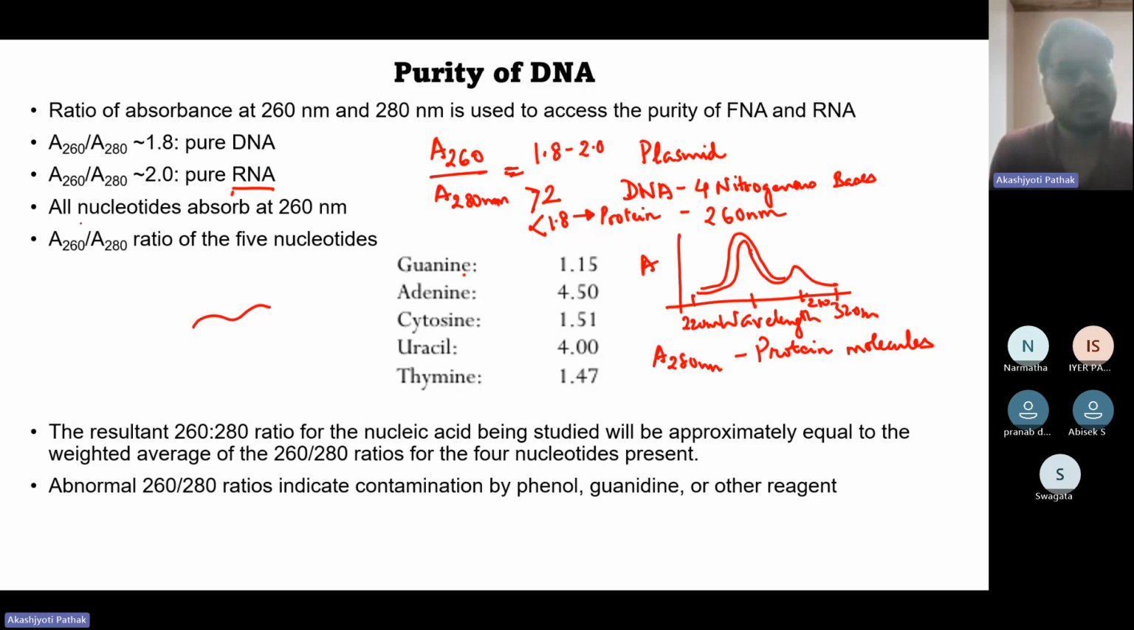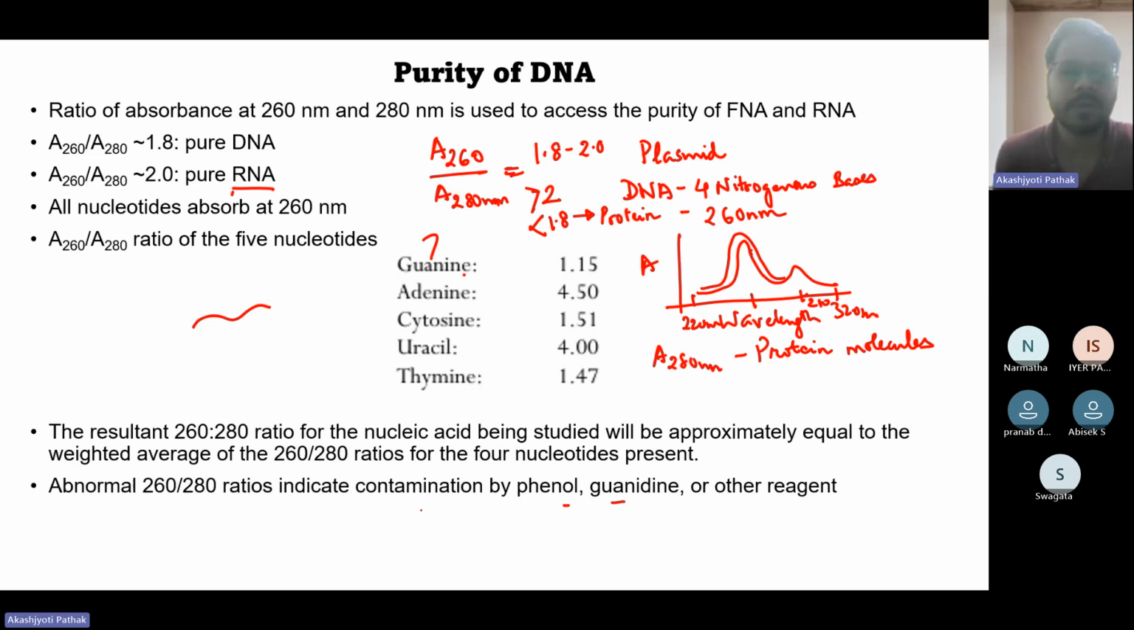Okay, so the resultant 260 by 280 ratio for the nucleic acids being studied will be approximately equal to the weighted average of the 260 by 280 ratios for the four nucleotides present. So what do abnormal 260 by 280 ratios indicate? They indicate contamination by phenol, guanidine, or other reagents.